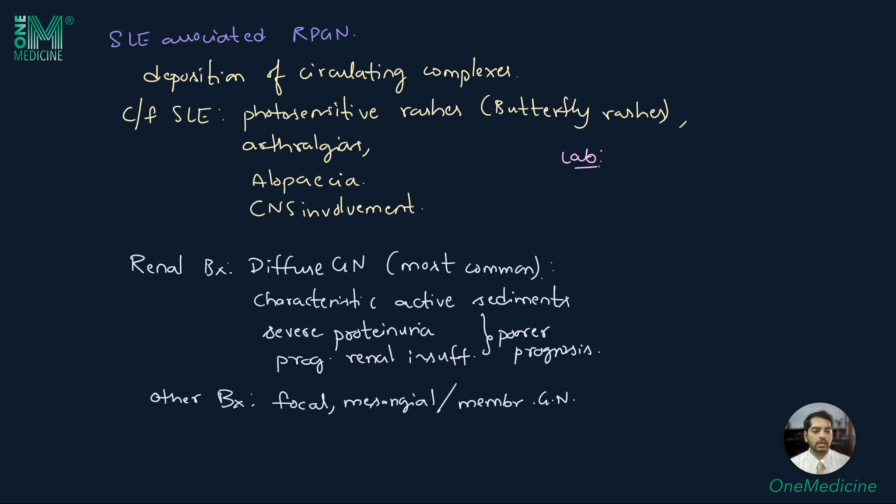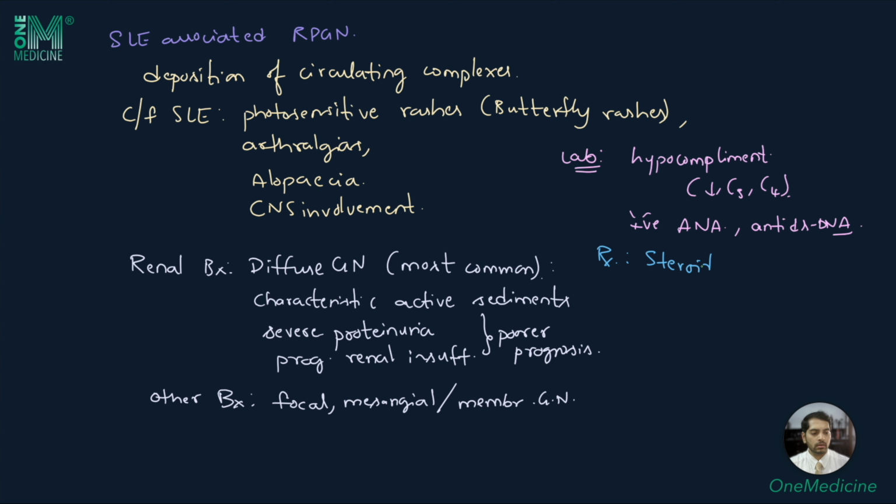Laboratory findings in patients with SLE include hypocomplementemia, that is reduced C3 and C4 levels in particular. They will be positive for anti-nuclear antibodies, especially anti-dsDNA antibody. Treatment includes steroids, cytotoxic agents, and even mycophenolate mofetil.